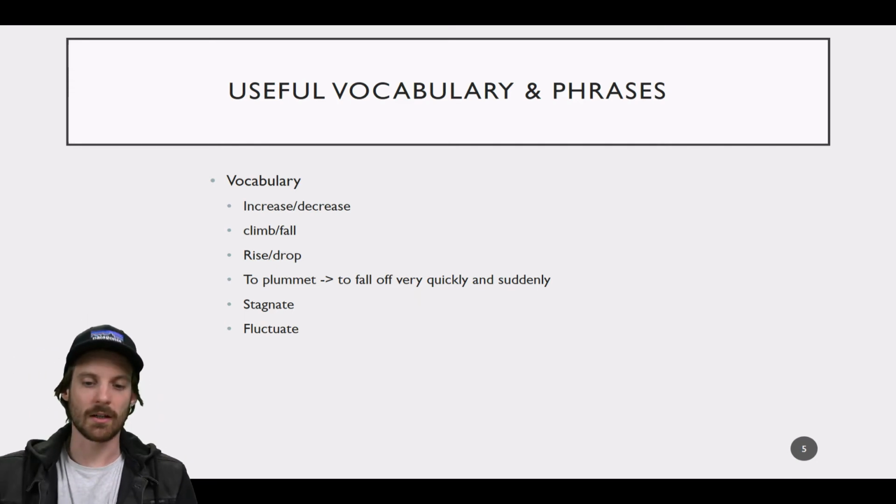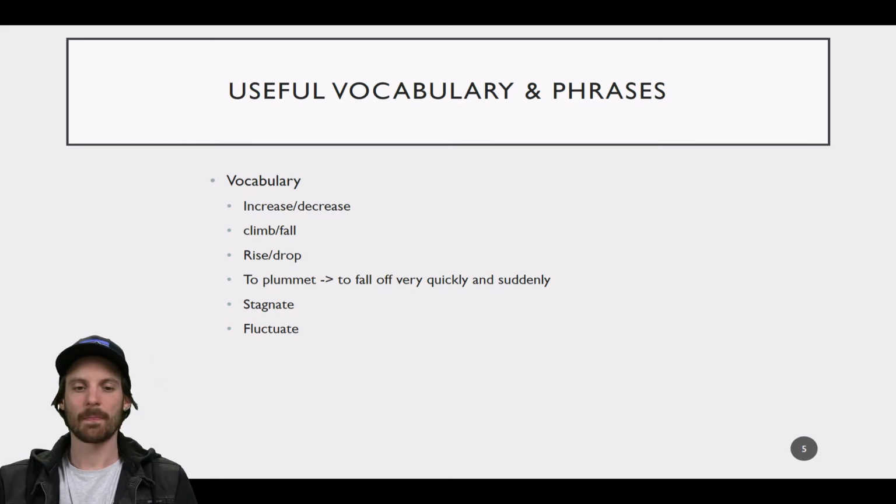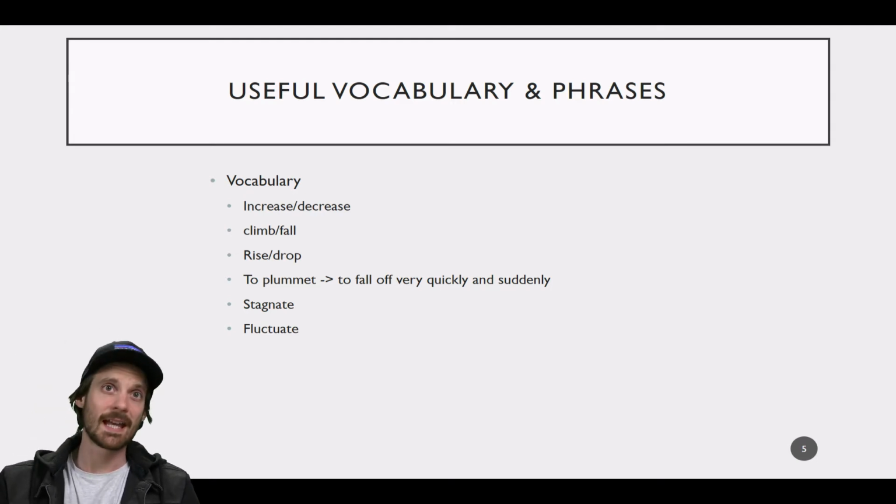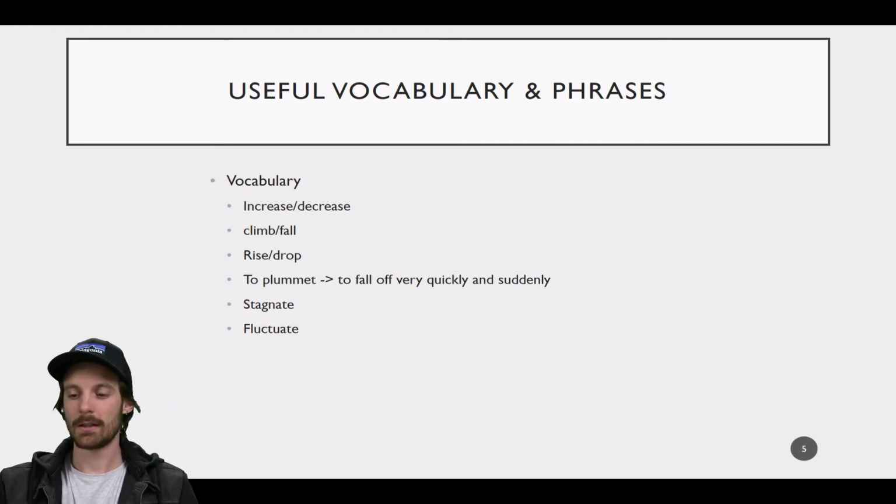But the vocabulary and phrases you really have to know are increase and decrease, climb and fall, rise and drop, and to plummet, which is to fall off very quickly or suddenly, is a very helpful word. It's not a super common word you might use in informal conversations, but it is a word you should use in the exam, since it is appropriate for this type of situation and almost tailored for the level you are doing the exam.